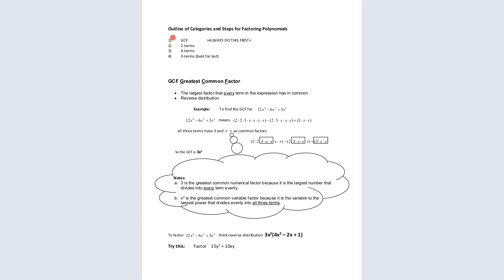Okay. Now notice I've listed these in 4 different categories here. This first one you should always keep in mind. The GCF. Now that GCF of course stands for greatest common factor. And the greatest common factor is just the largest factor. Now remember what factors are. Factors are things that are multiplied. So the largest factor that every term in the expression has in common, that would be the greatest common factor.